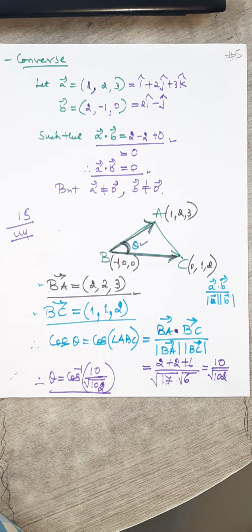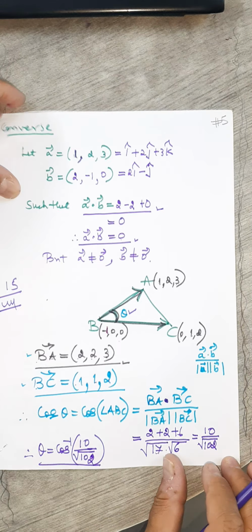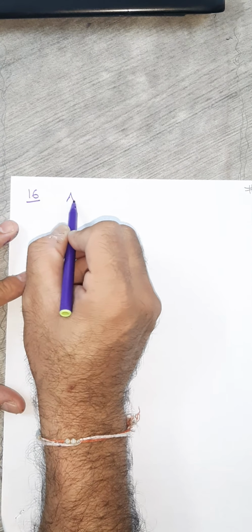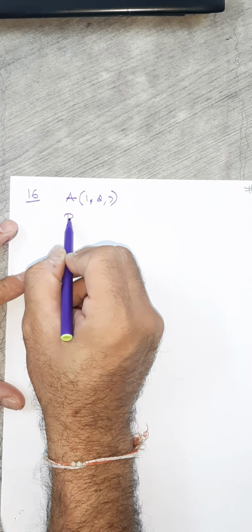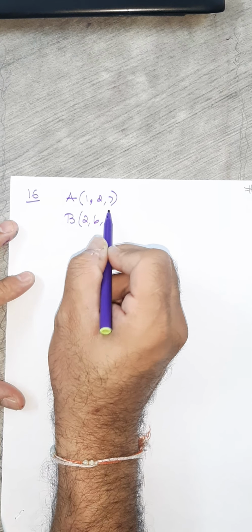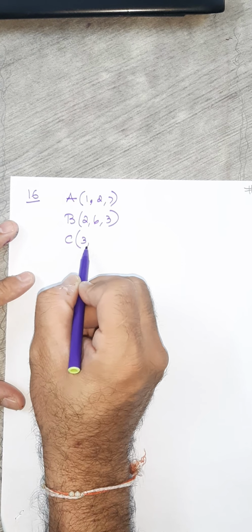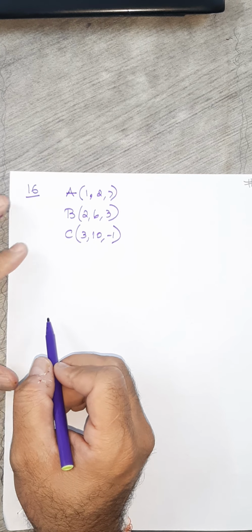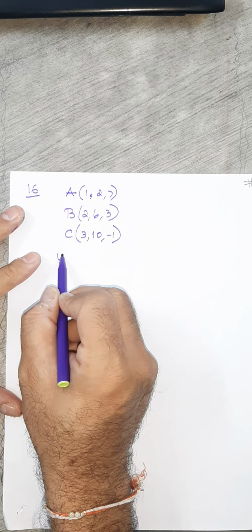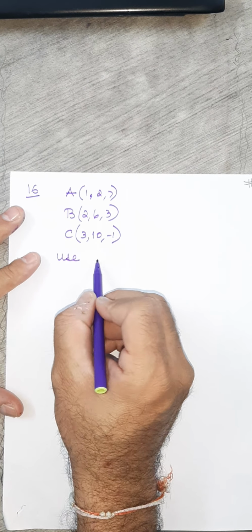Okay, question number 16, show that these points are collinear. Okay, so we had such questions in 11th also. So in the next question number 16, you are given A here, 1, 2, 7, you are given B here, 2, 6, 3, and C here, that is 3, 10, minus 1. Now there are a number of ways. One, you can use the distance formula.